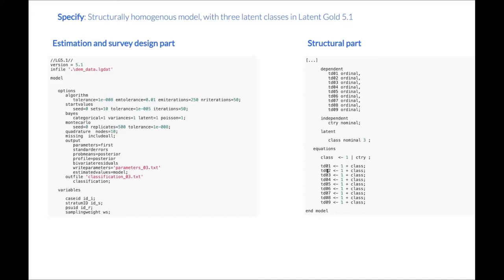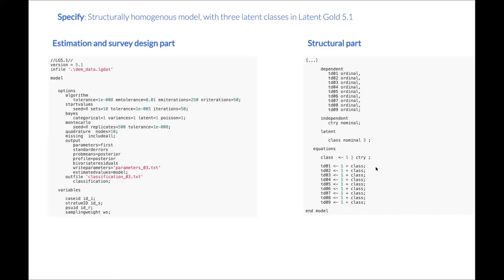This one is just to express that you're going to have an intercept within the equation, and that countries can only predict the rates of the class. So the country doesn't have a direct effect over the items. It has an effect over the items, but only in an indirect way through the latent class.